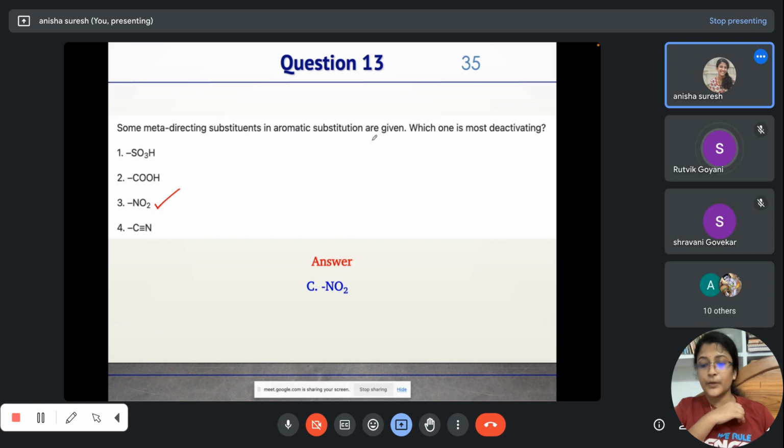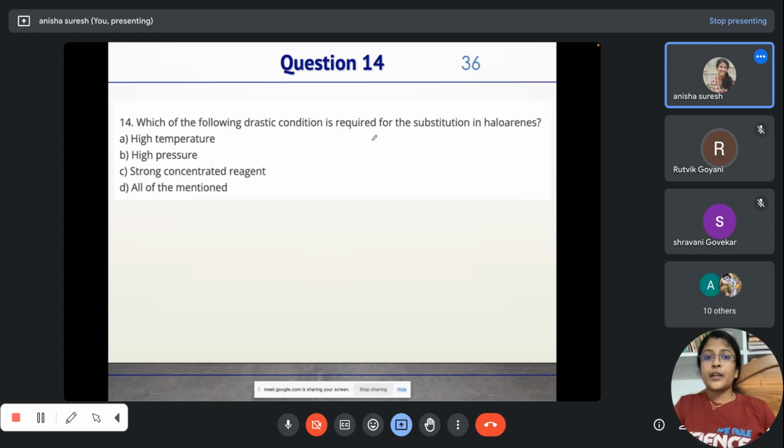No, ma'am. Okay. Now coming to question number 14. Which of the following drastic conditions is required for substitution in haloarenes? We have studied the nucleophilic aromatic substitution of haloarenes, so they were requiring harsh conditions. So which of these conditions are required for the substitution in haloarene? High temperature, high pressure, strong concentrated reagent, all of the mentioned.